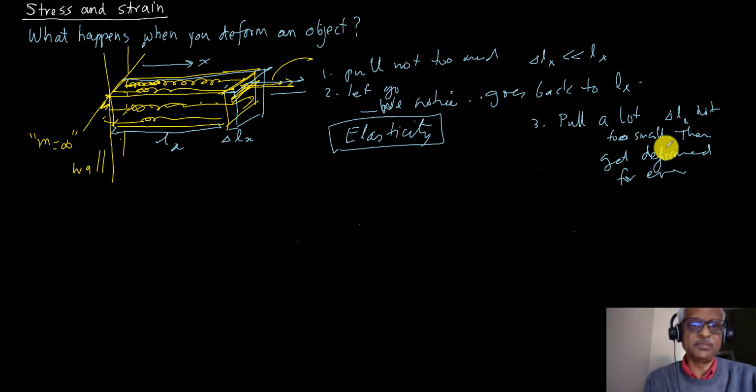So that's also what we notice. The model reminds us of a spring. The model is to think of a material as a whole bunch of springs. So when I pull it, just like a spring, it goes back to its original shape.